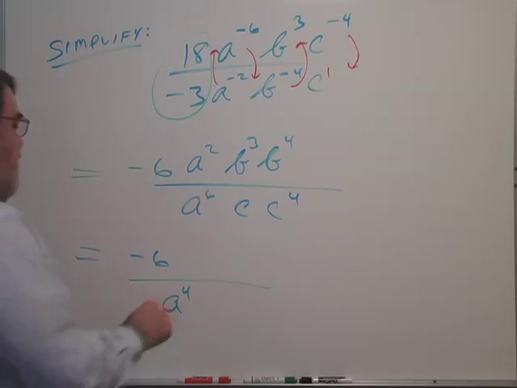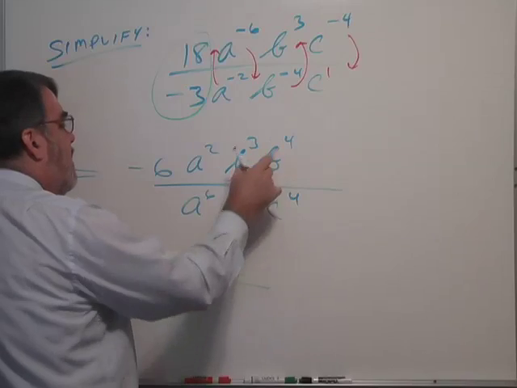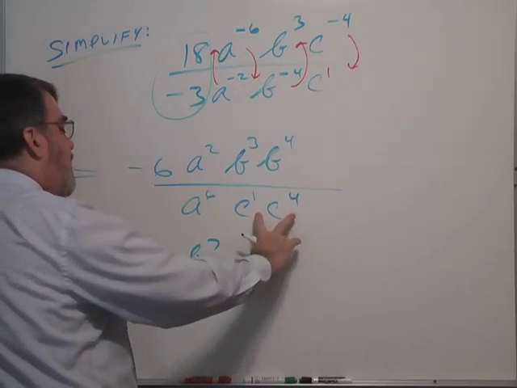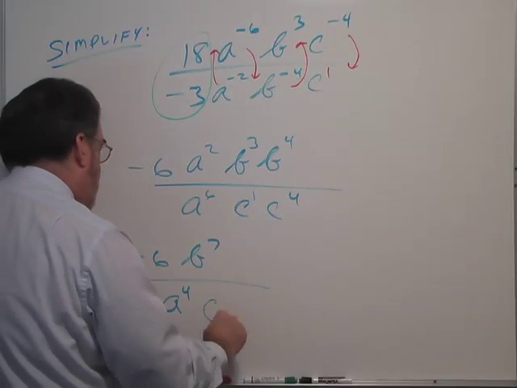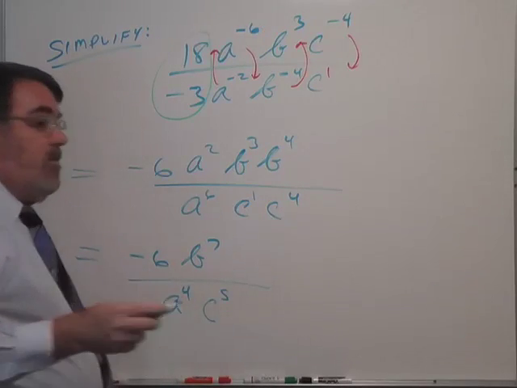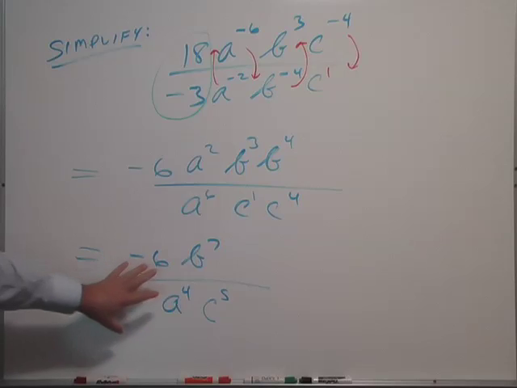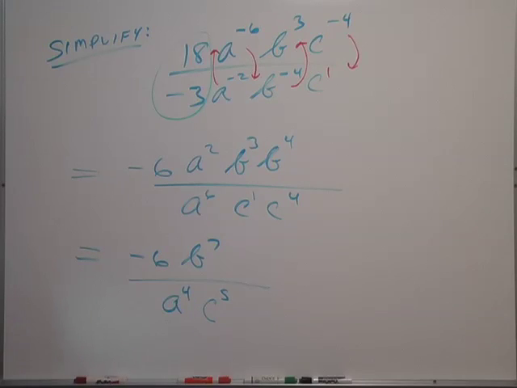As far as the b's, I have b to the seventh, multiplying these and multiplying these. Again, there's a 1, so I have c to the fifth power, don't I? And look at that, we're done. And so that one's completed. All the exponents are positive.